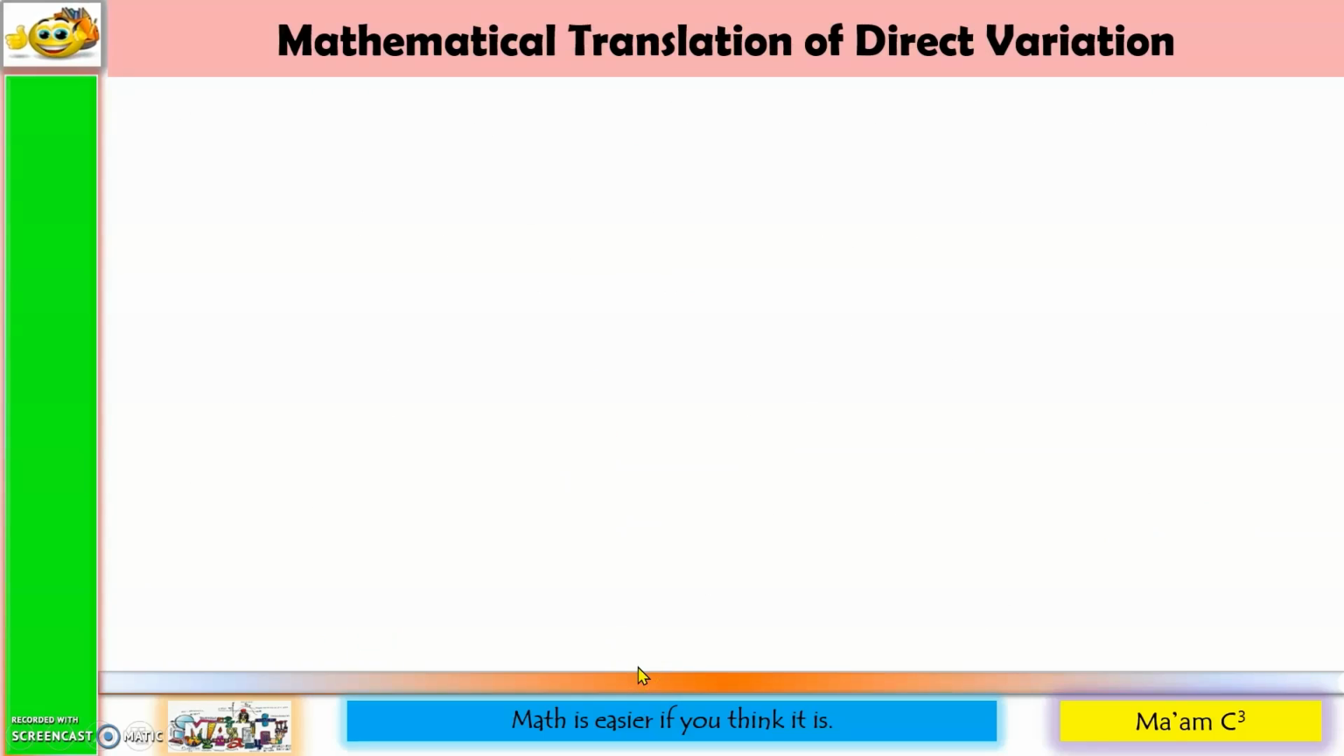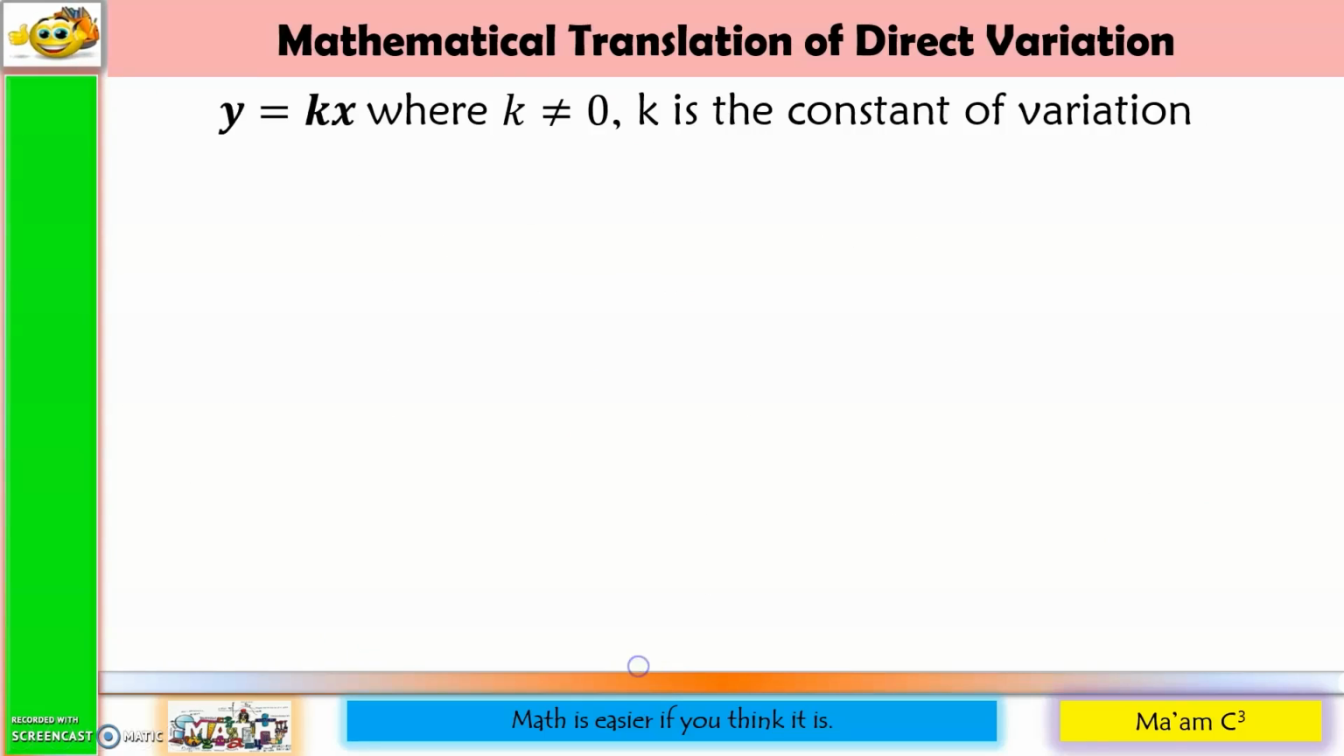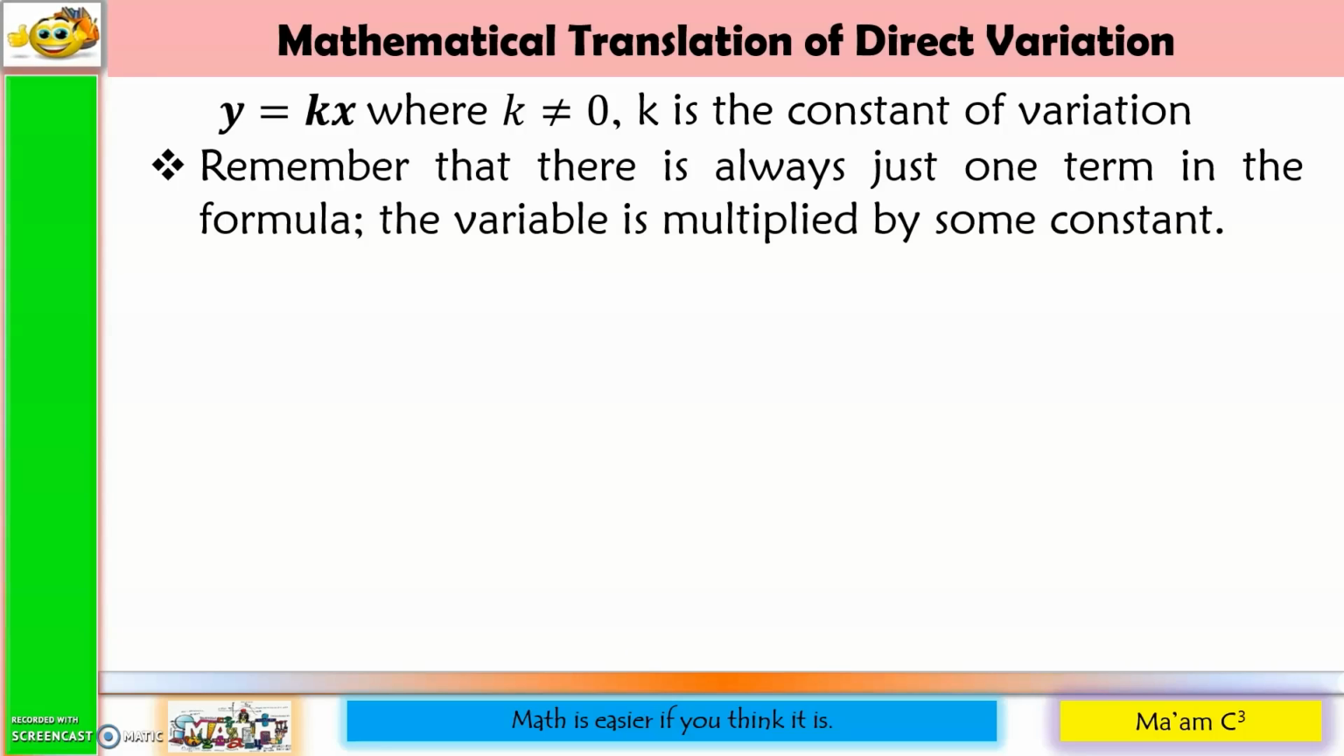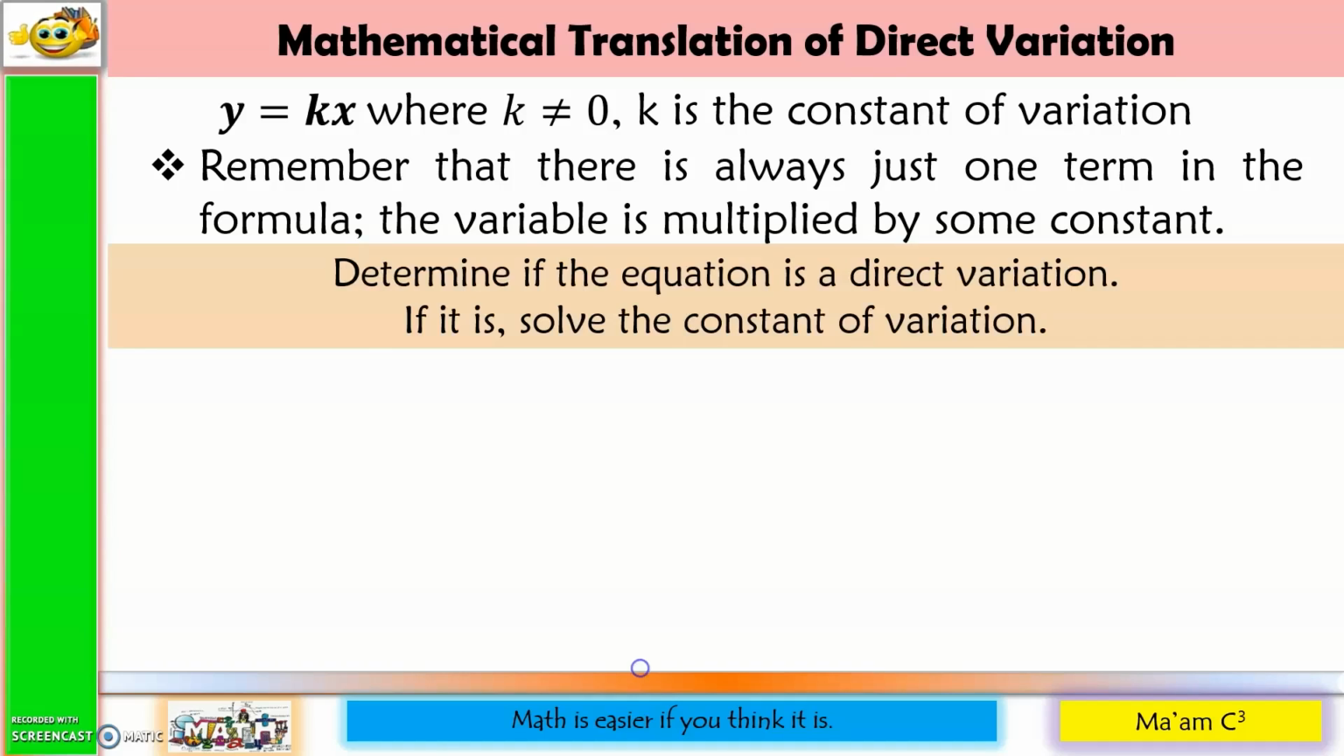Here is the mathematical translation of direct variation. Y is equal to Kx, where K is not equal to 0. K is what we call constant of variation or proportionality constant. Remember that there is always just one term in the formula. The variable is multiplied by some constant.